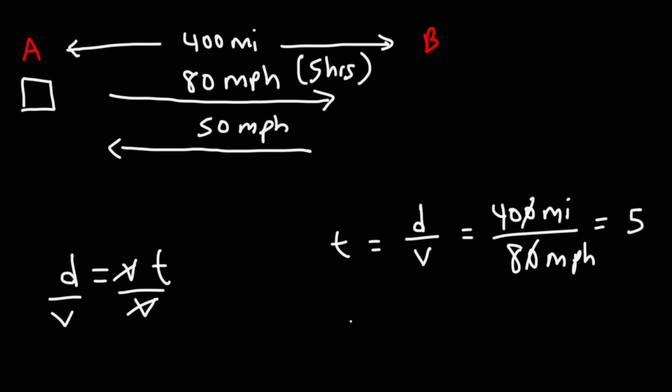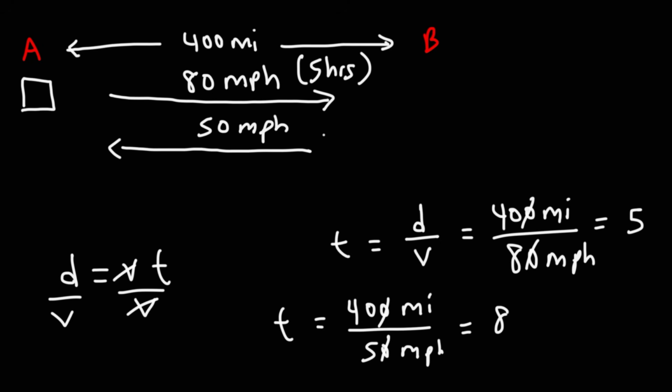For the second part of the trip, it's going to take longer because it's moving at a lower speed. So the car is traveling the same distance of 400 miles, but at a slower speed of 50 miles per hour. 400 divided by 50 is 8, so it's going to take 8 hours to make the return trip at the slower speed.